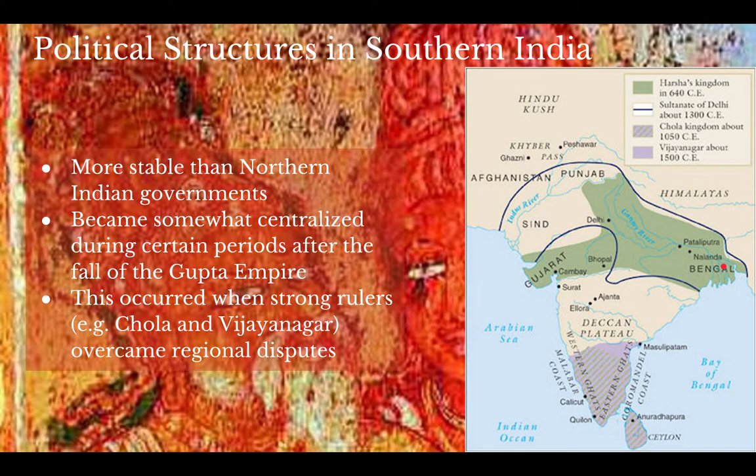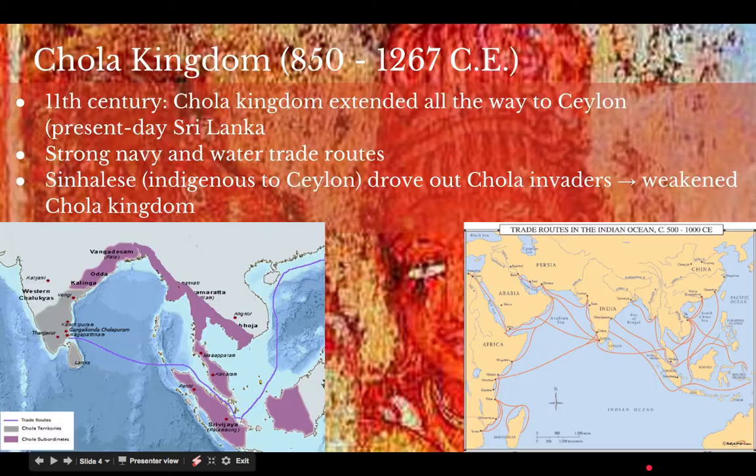All right, so in terms of political structures in southern India, we see more stability than in northern India. There are some periods where centralized governments succeed in overcoming the regional politics that were common for India in this period after the Gupta. So we see that the Chola Kingdom is one example of that, and then also the Vijayanagar Kingdom, which exists after that. They both are in the same part of India, so the southern tip of the Indian subcontinent, as well as the island of Ceylon, which is present-day Sri Lanka.